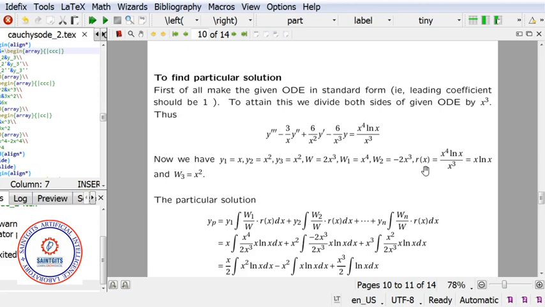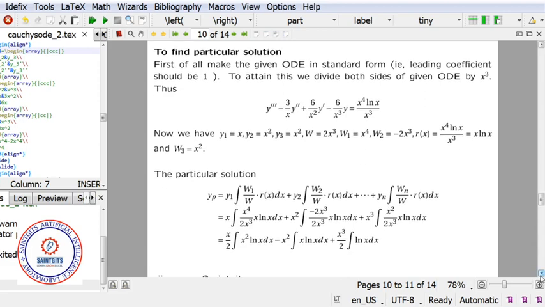So that is an important point we have to keep in mind, because whenever we apply the Wronskian method to find the particular solution of an Euler Cauchy equation, the coefficient of the leading term should be 1. So we divide the entire equation by the coefficient of the leading term. Here it is x cube. Now we write the formula for yp.